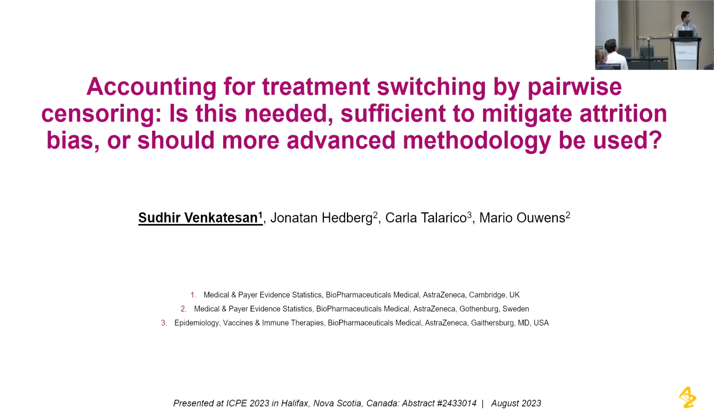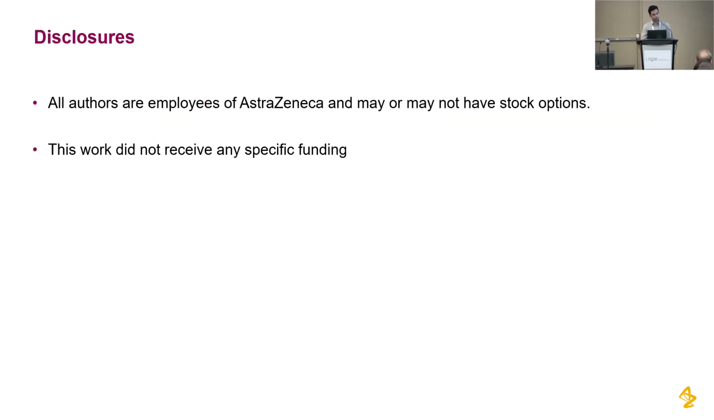Thank you all for coming. My name is Sudhir Venkatesan. I am a statistician. I work at AstraZeneca. And today I'll be talking to you about accounting for treatment switching by pairwise censoring. Is this really needed? Is it sufficient to mitigate attrition bias, or should more advanced methodology be used?